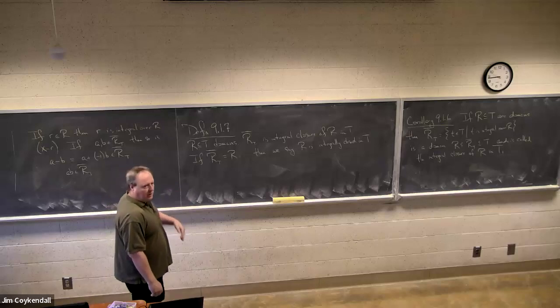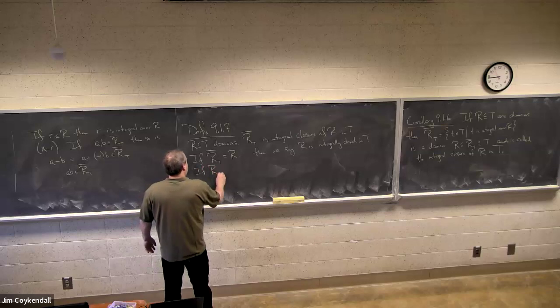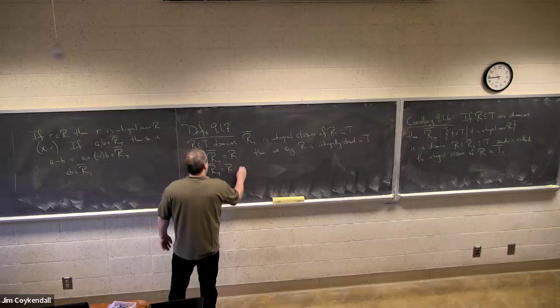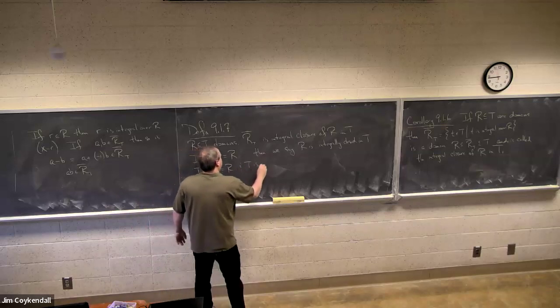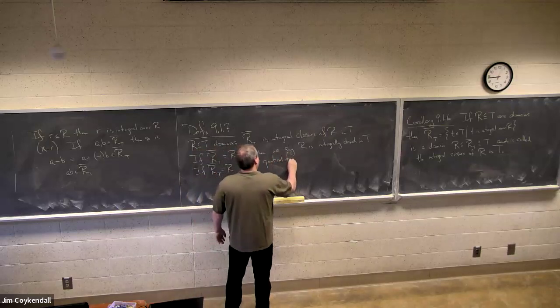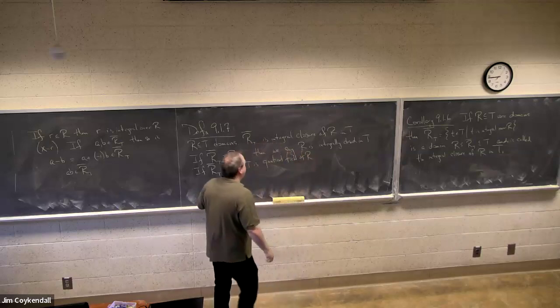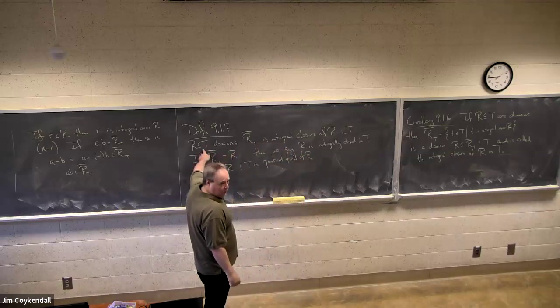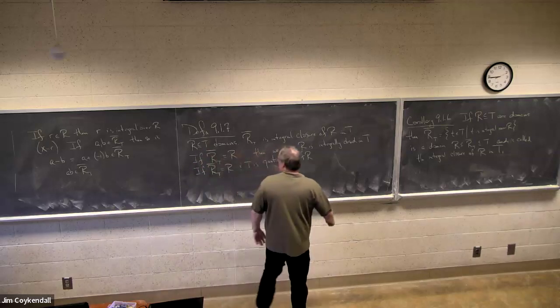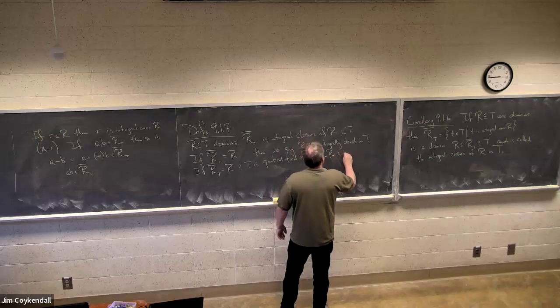We say that R is integrally closed in T if the integral closure equals R. And now we have the special case where T is actually the quotient field of R. Then R is integrally closed.